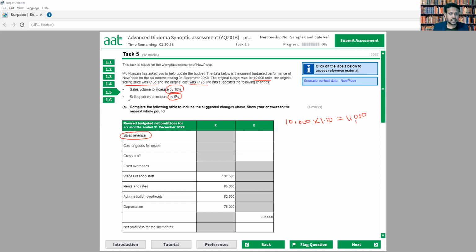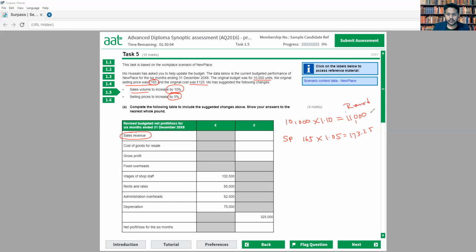So with the budget, we make the changes. Sales volume means the units. Sales units we have increased by 10%, so this will be 11,000. Then the selling price will be increased by 5%. My previous selling price was 165, and it will be increased by 5%, so I'm going to multiply by 1.05. Let's see the result here. 165 times 1.05 gives me 173.25. That's my new selling price. So that's my revised calculation.